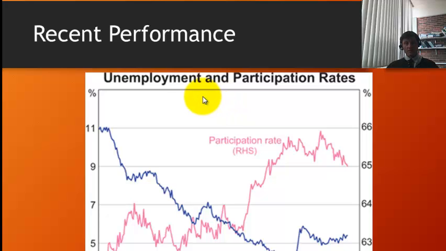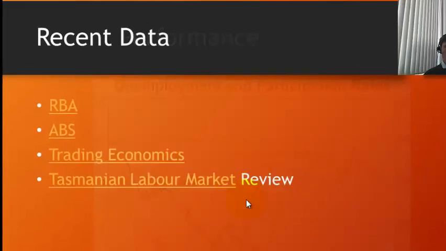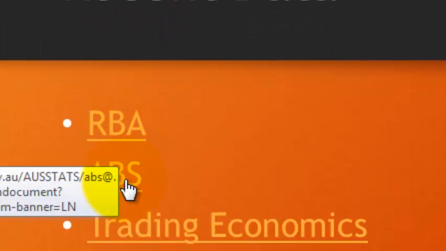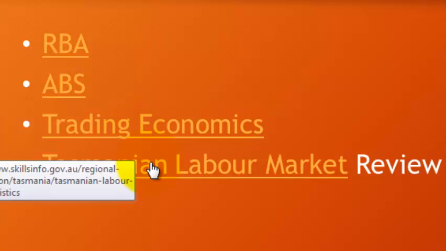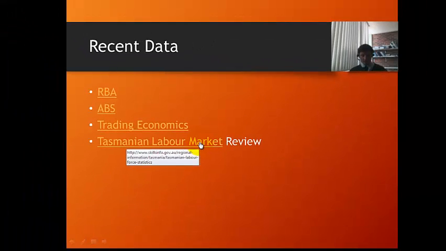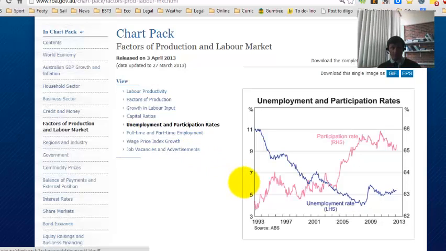By looking at the recent performance, I have grabbed a graph from the Reserve Bank of Australia. You can get statistics from a whole range of areas, namely the Reserve Bank, the Australian Bureau of Statistics, Trading Economics, and the Tasmanian Labour Market Review. Let's go and check some of those. Here's the Reserve Bank of Australia chart pack site. This is the one I showed you before, but here you can see the unemployment rate trending down, even though since 2009 it went back up, but it sort of crept down. Currently it's going a little bit up.